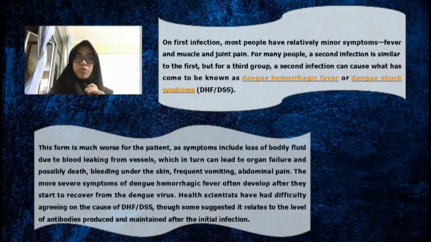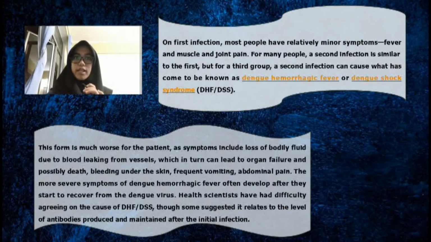However, this form is much worse for the patient, as symptoms include loss of bodily fluid due to blood leaking from vessels, which in turn can lead to organ failure and possibly death. Bleeding under the skin, frequent vomiting, abdominal pain. The more severe symptoms of dengue hemorrhagic fever often develop after they start to recover from the dengue virus.